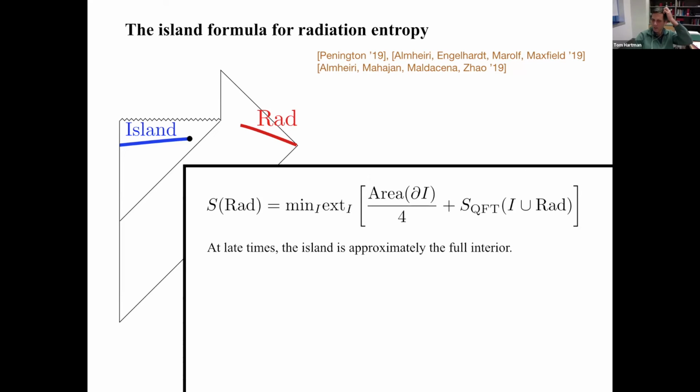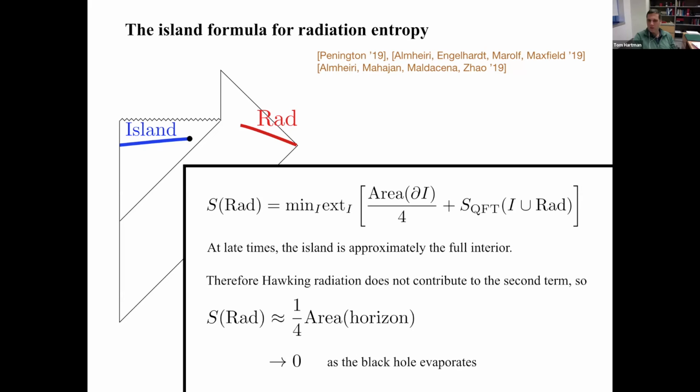Now at late times, after the black hole has been evaporating for a long time, when you do this calculation, you find that the island is approximately the full black hole interior. Therefore, the Hawking radiation does not contribute to the second term, because this is the fine-grained entropy of the region R together with the island, which is entangled with R. Now, if you only see the outside Hawking particle, it has fine-grained entropy. But if you can see both the outside particle and its inside partner, now you have a pure state, and therefore it does not contribute to the entropy. Therefore, the second term doesn't contribute.